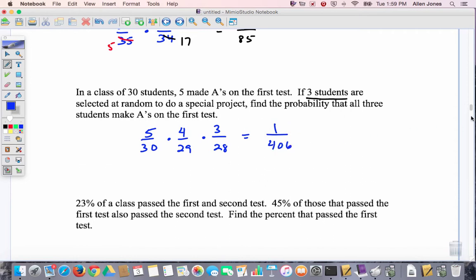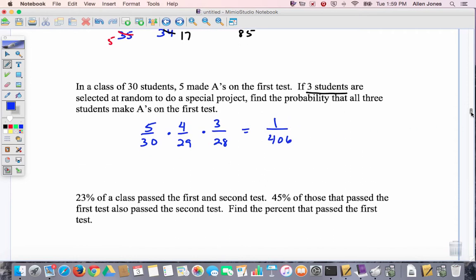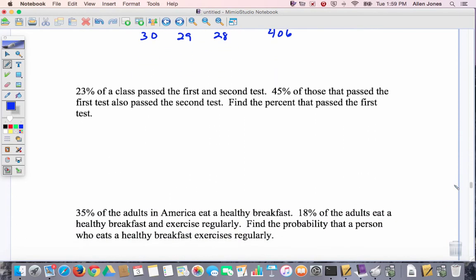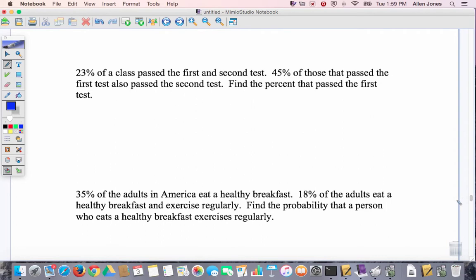And if we go ahead and multiply that, we can do some canceling. We get 1 out of 406. I'll leave the canceling to you or your calculator.